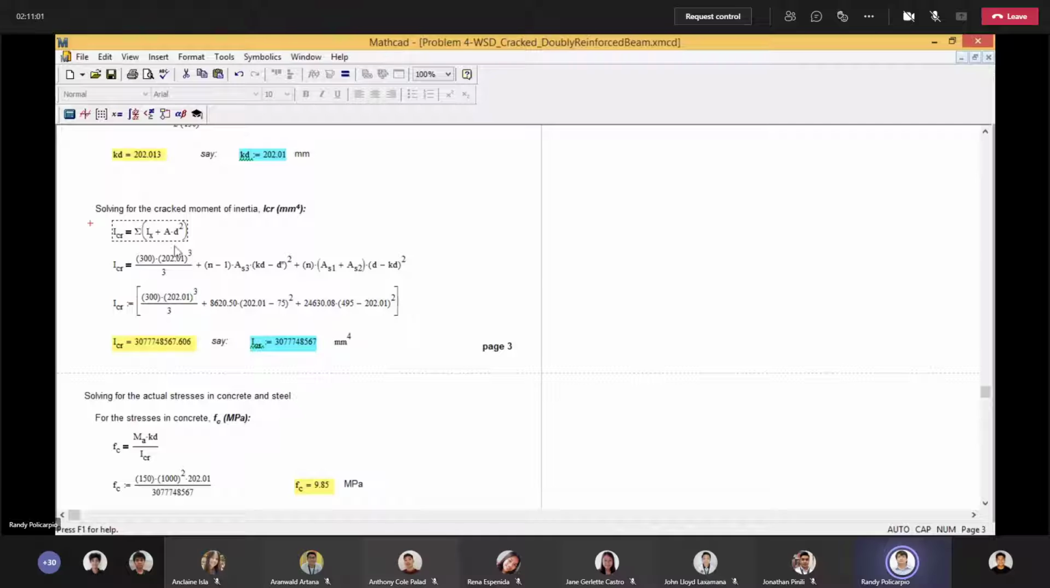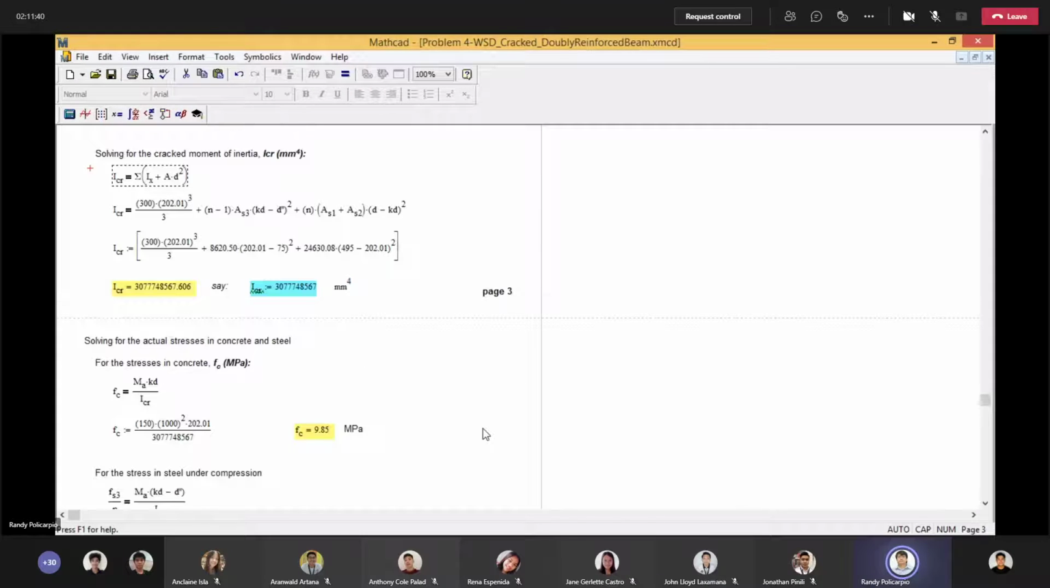crack moment of inertia, ito yung sa concrete rectangle, BH cube over 3, and then dun sa ating compression reinforcement, ito yung kanyang D distance, KD minus D double prime, no? Tapos yung sa tension reinforcement, ito yung area nung equivalent area ng ating tension reinforcement. Ito naman yung kanyang D distance, D minus KD. So substitute the known values. This will be now your crack moment of inertia.